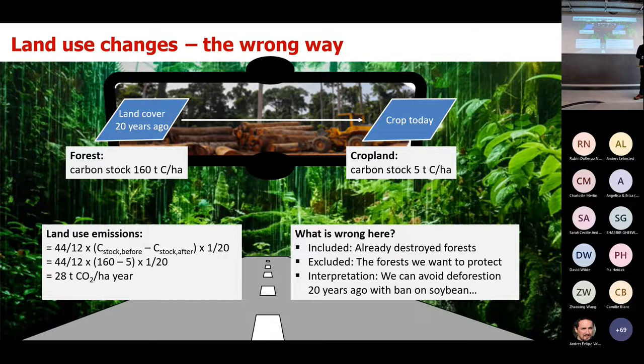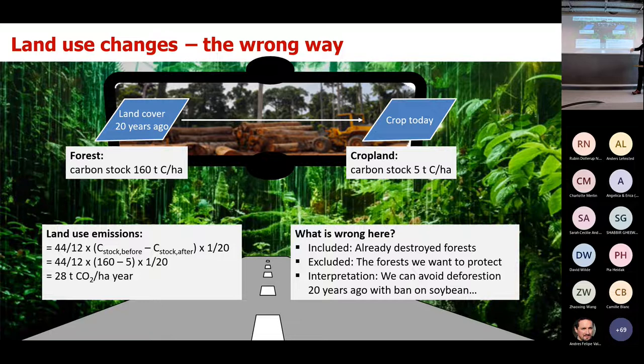The problem here is that the only thing included in this calculation is forests that are already destroyed. So can we save these forests if we don't buy soy? They are already gone. Okay, what is then excluded from this analysis? That's all the forests we want to protect. So we are consistently looking at the wrong place.